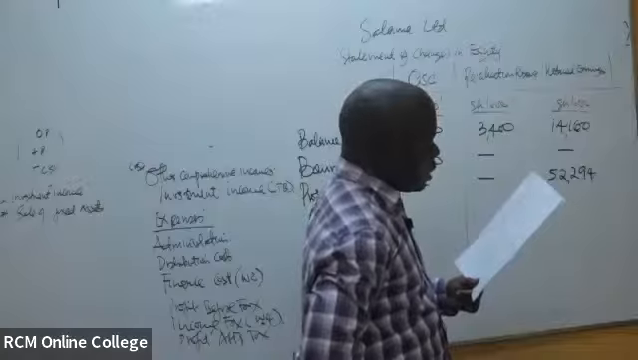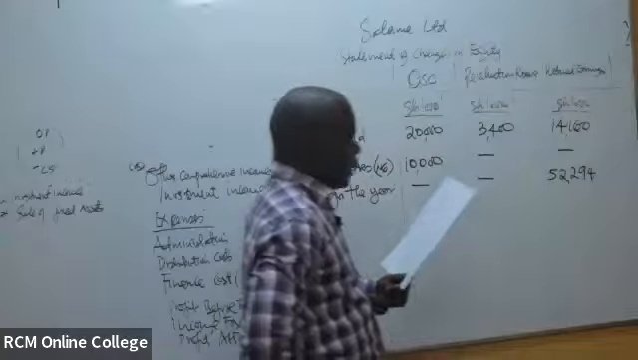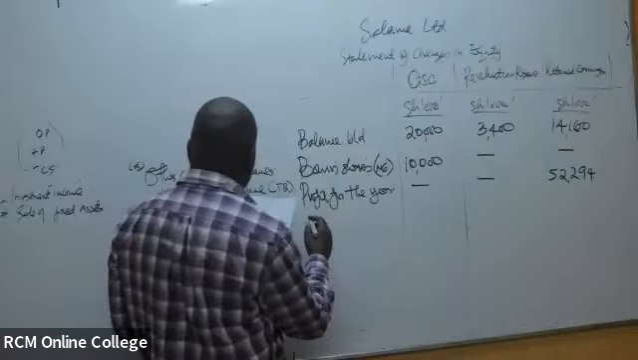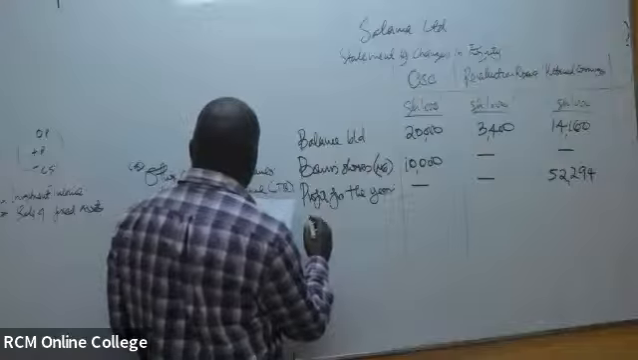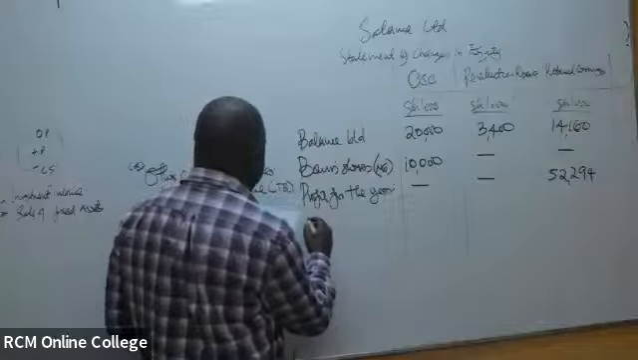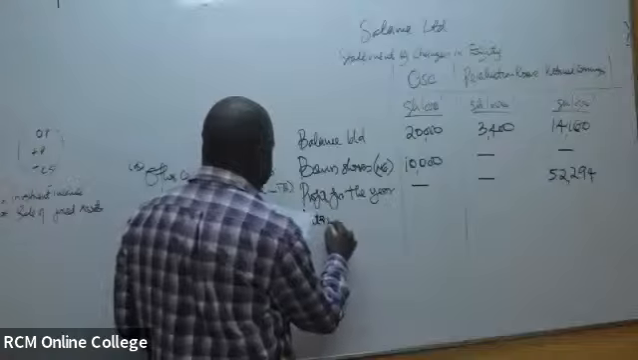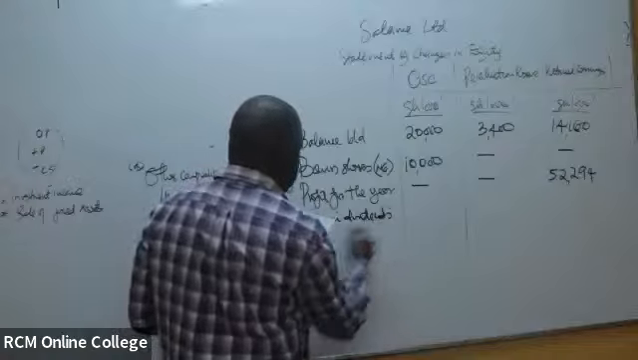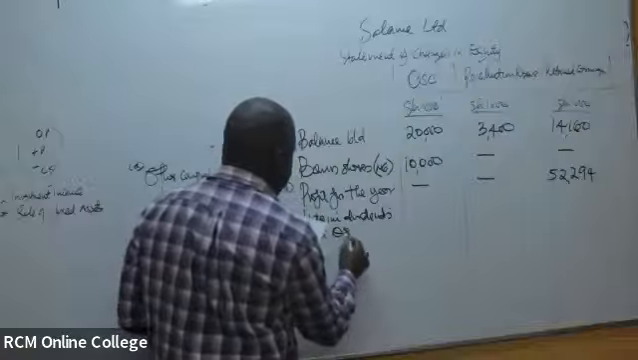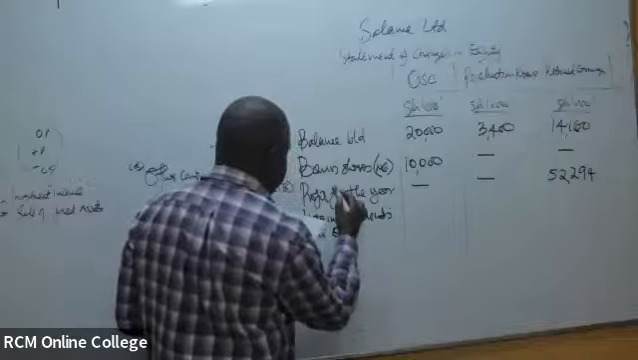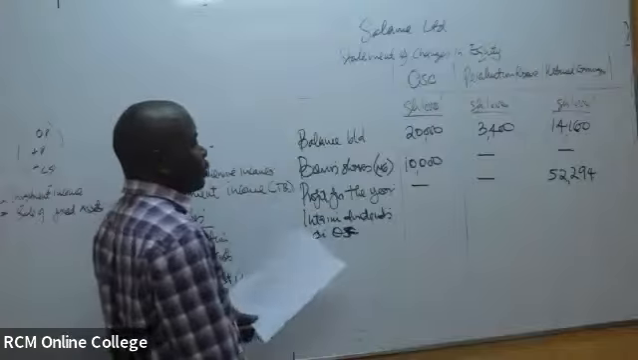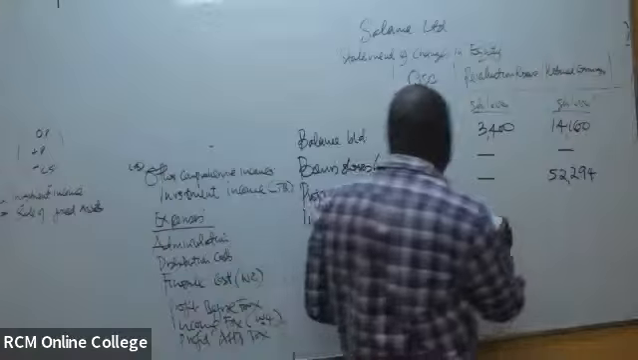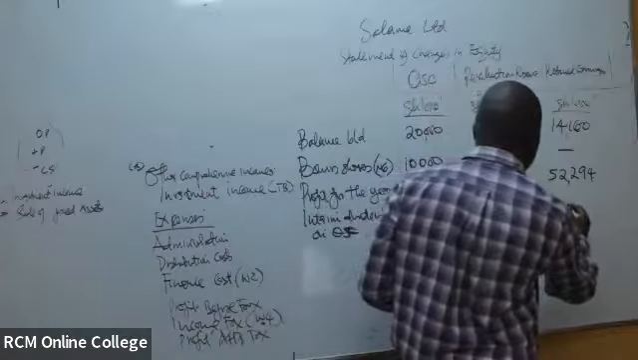Then we also have the interim dividend paid on ordinary share capital. So interim dividends on ordinary share capital will also be settled from the retained earnings, which is 2 million.